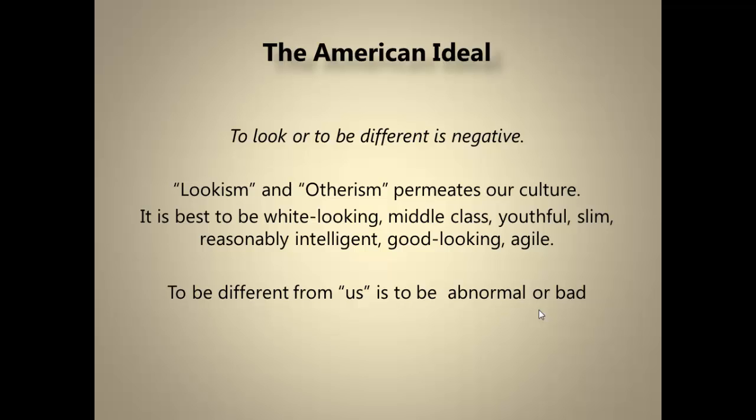The ninth American value is the American ideal, and this basically is about lookism. To look or to be different is negative. It's best to be white, or at least white looking, middle class, youthful, slim, reasonably intelligent, good looking, and agile. And to be different from us is to be abnormal or bad.